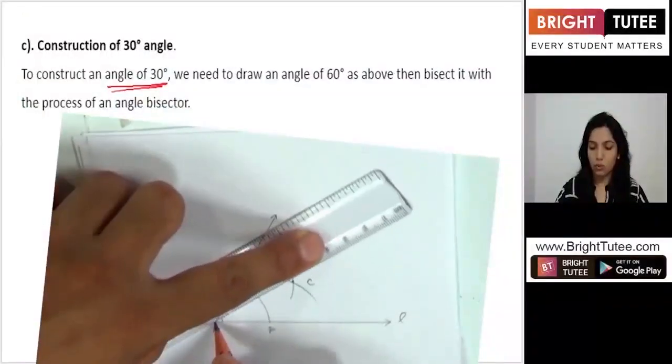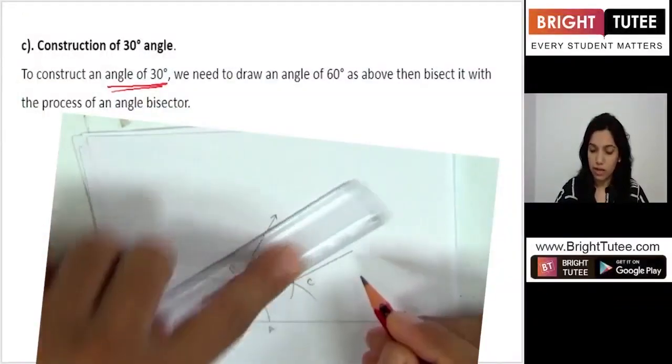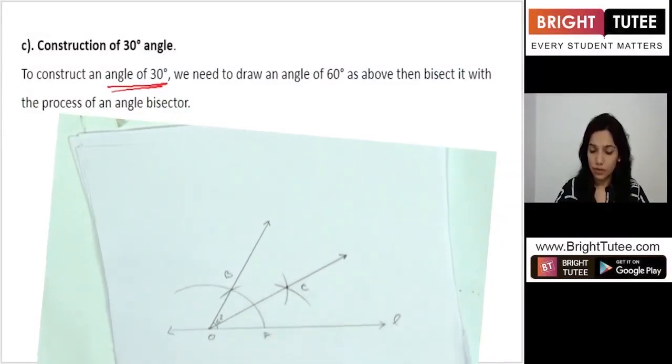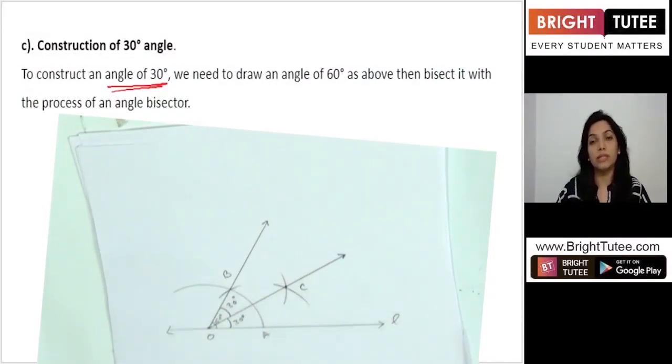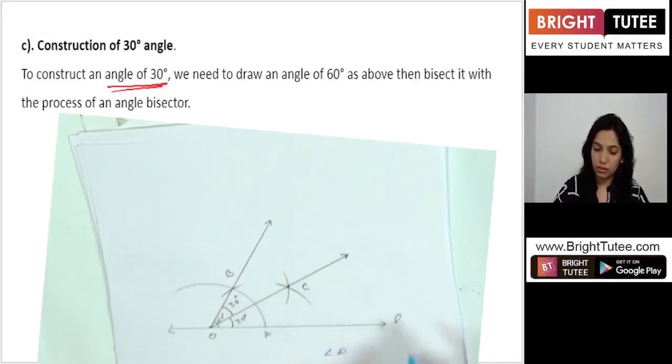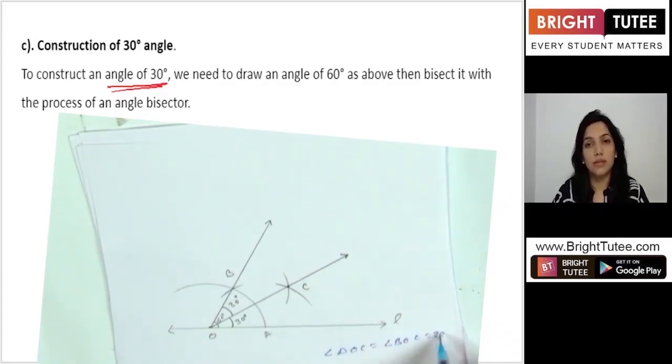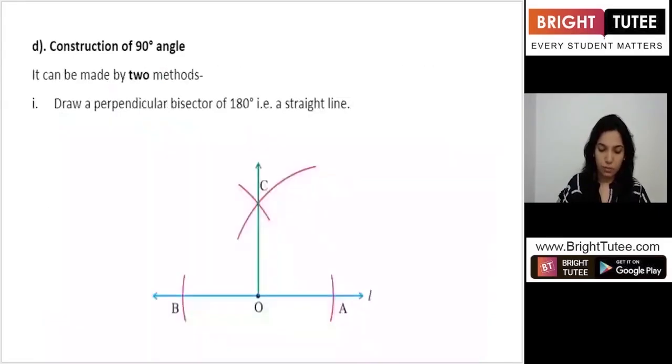Now join OC, and what you have observed is half of angle C. So this particular angle that you have got is 30 degrees in measure. So it is 30 on this side and this 30 on this side as well. So this is your 30 degrees angle that you have made. Moving ahead to construction of 90 degrees angle.